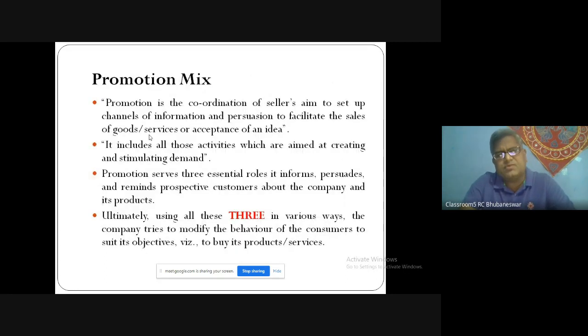But my dear students, whatever it may be, the promotion mix is also an important factor in the communication process. Promotion is a coordination of the seller's efforts, aimed at channels of information and persuasion, to facilitate sales. How you pursue the sales of your product is called promotion, and it is a coordination of activities. How it will be done, how it will be performed, and what roles are behind it.